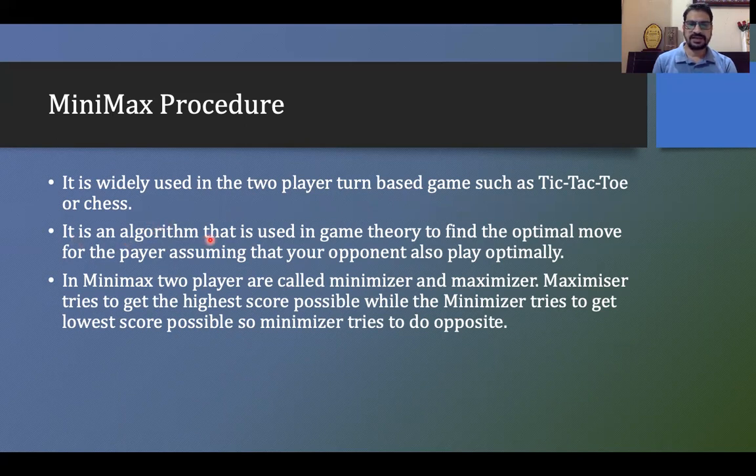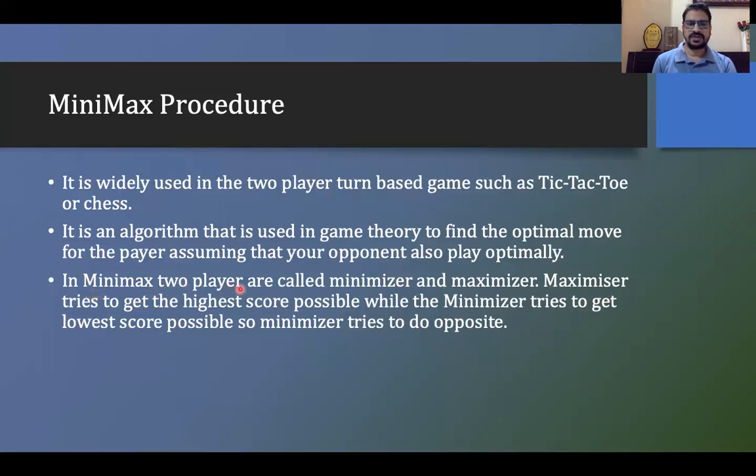It is an algorithm that is used in game theory to find the optimal move for a player, assuming that your opponent also plays optimally. In this algorithm, as we know, we are looking at some sort of game theory part, in which we are looking for the optimal move, and definitely we are thinking that my opponent will also perform the optimal move.